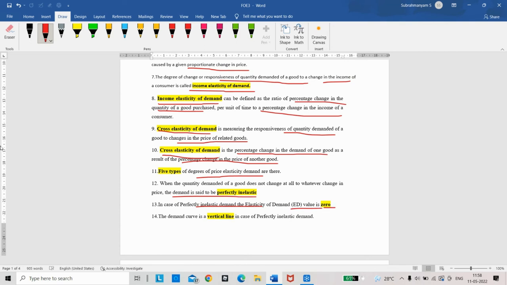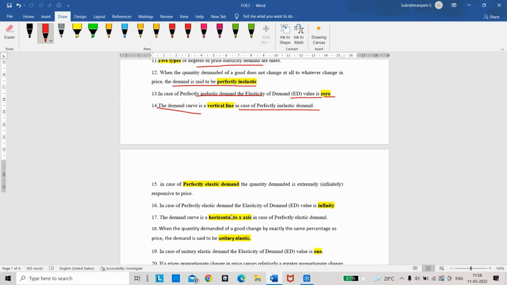In case of perfectly inelastic demand, ed value is 0. In case of perfectly inelastic demand, the demand curve is a vertical line, vertical to the x-axis.